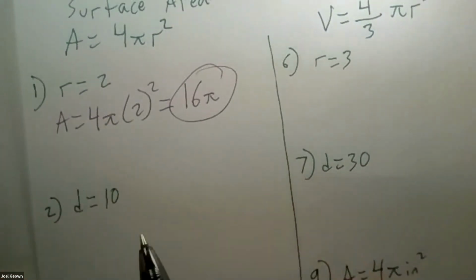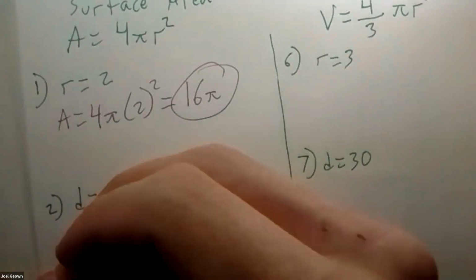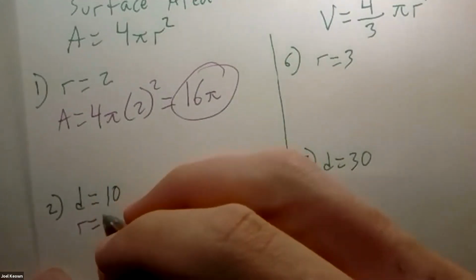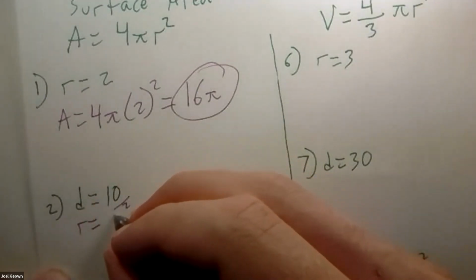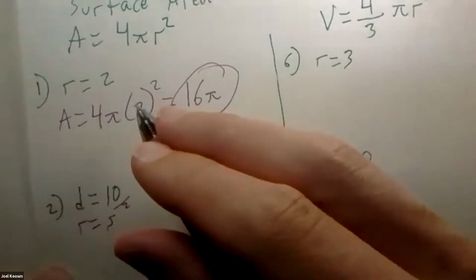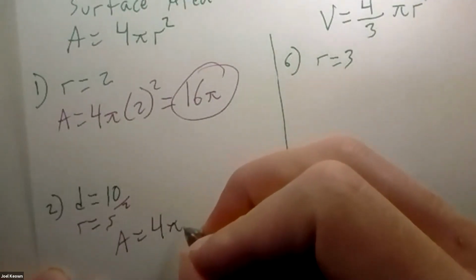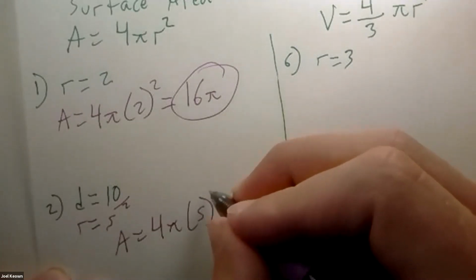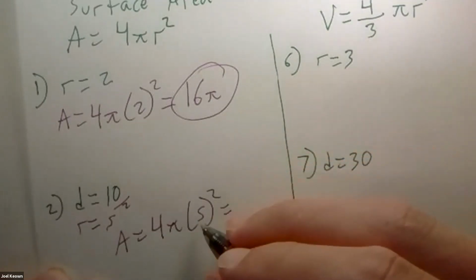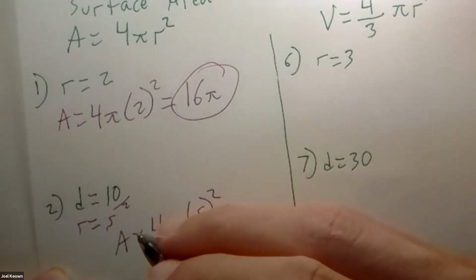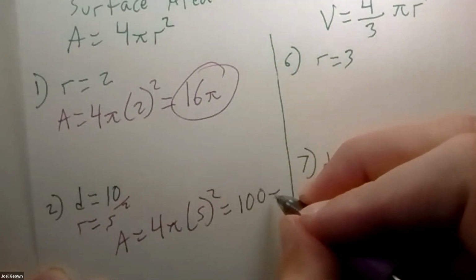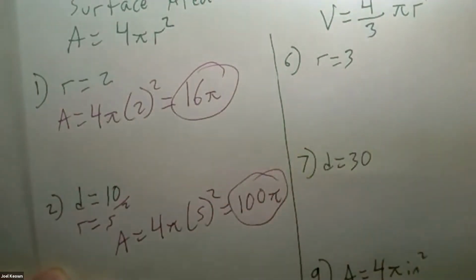All right. What about if they give me the diameter? Well, if they give me the diameter, the radius is just half of that. Divide that by 2, and I get a radius of 5. Well, let's plug that in. So my area is 4 pi 5 squared. 5 squared is 25. 25 times 4 is 100 pi. There we go.